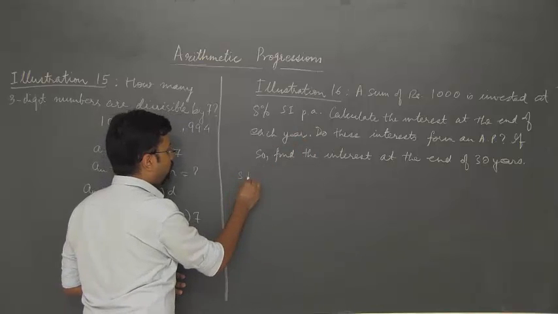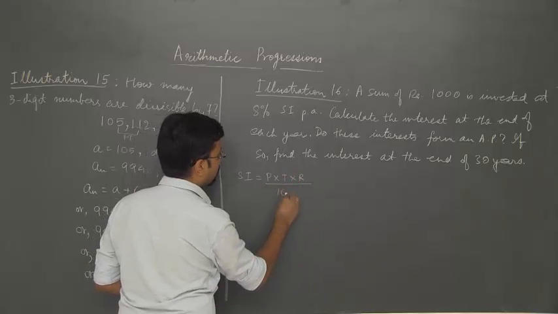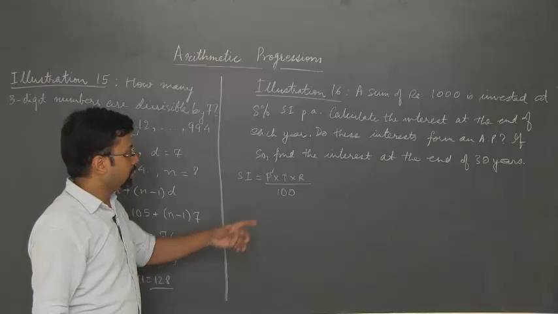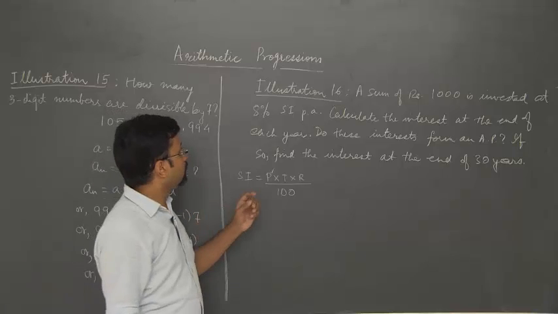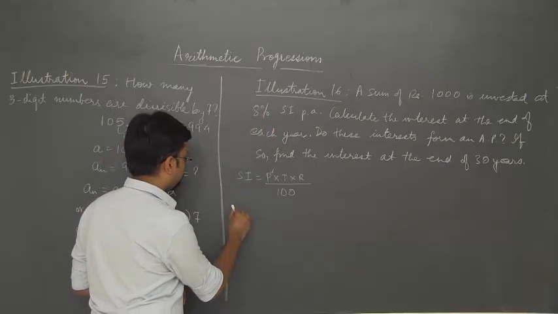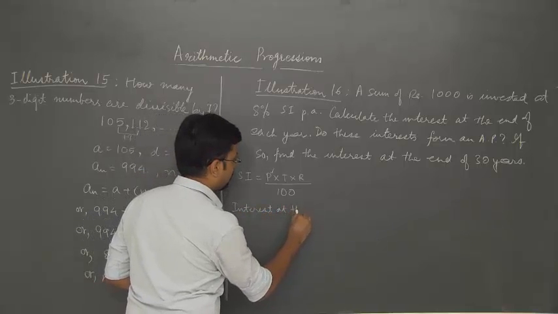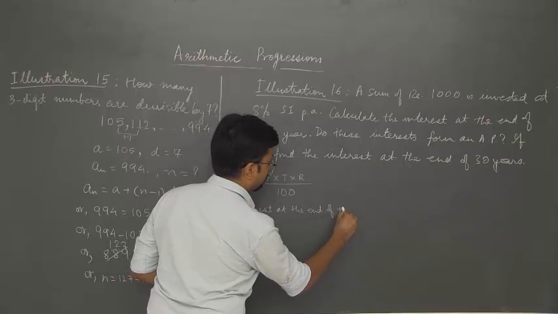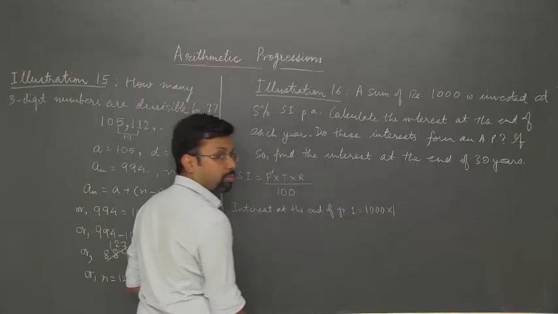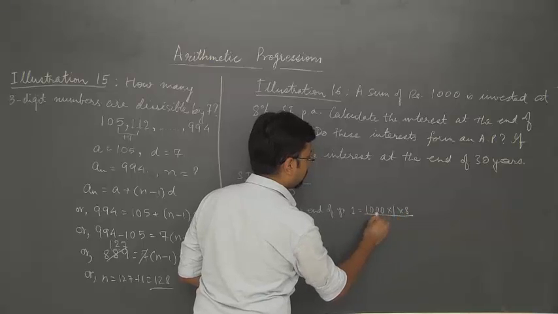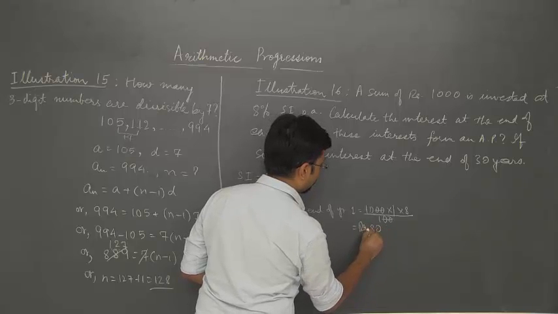So what was the formula for SI? SI was PTR by 100. P is the principal amount that's invested, T is the time duration in years, and R is the rate of interest per annum. So at the end of first year, interest at the end of year 1 will be what? 1000, time period will be 1, the rate is 8 per year by 100, which is equal to 80. So the interest is rupees 80.